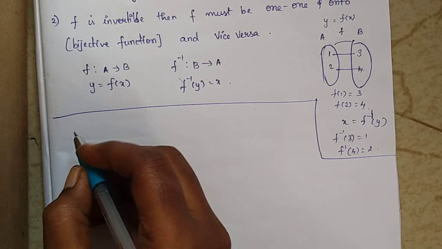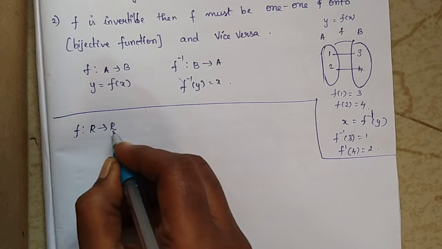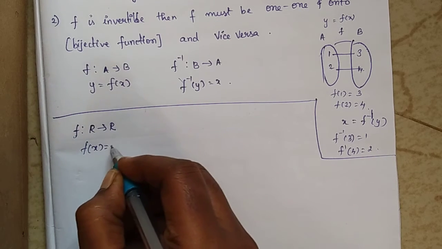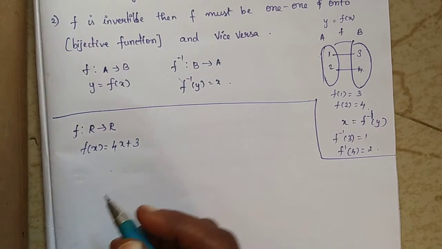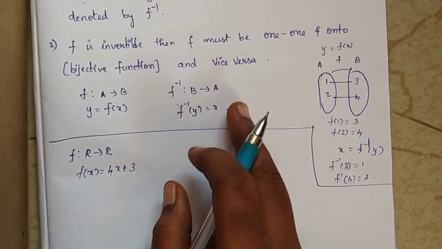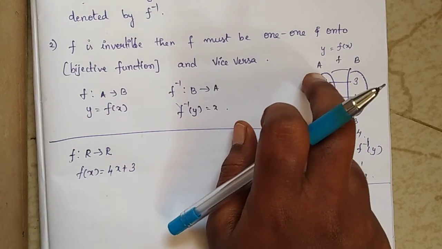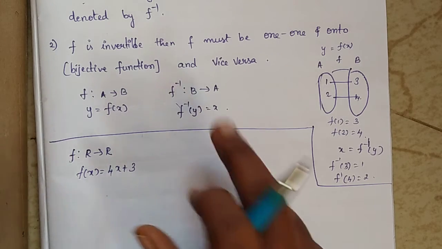Now let us take the example. I am taking the function from R to R. R is the real number set. Now f of x is equal to 4x plus 3. Now first let us prove that this function is 1 1 and onto, that is bijective function, and we will find the f inverse. Then we will go for the composition method.